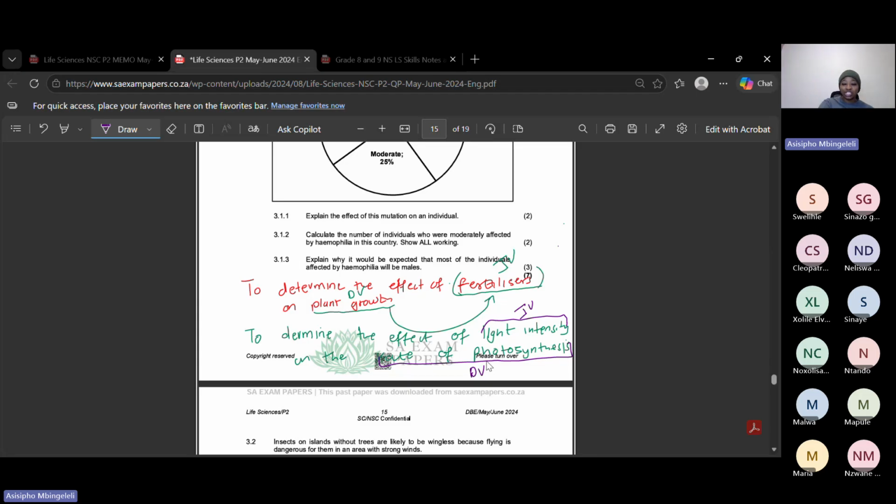Even in the relationship ones, they say it's a relationship between this and that. There is a relationship between variables. Even if we're saying here to determine the relationship between fertilizers and plant growth, fertilizers would still be our independent variable, because the more fertilizers we add, what happens to the plant growth?